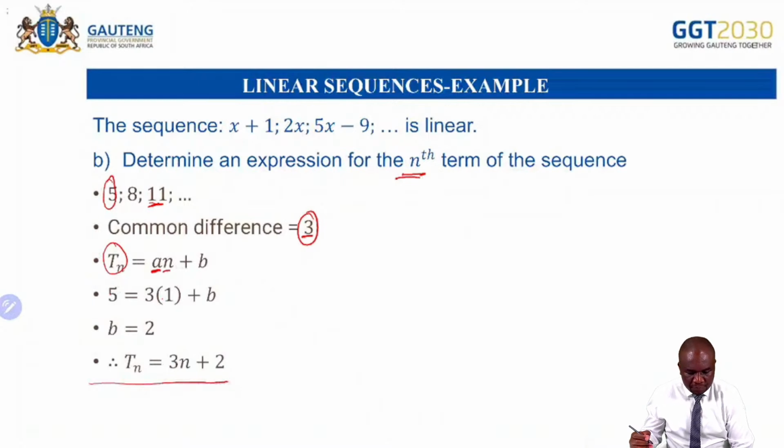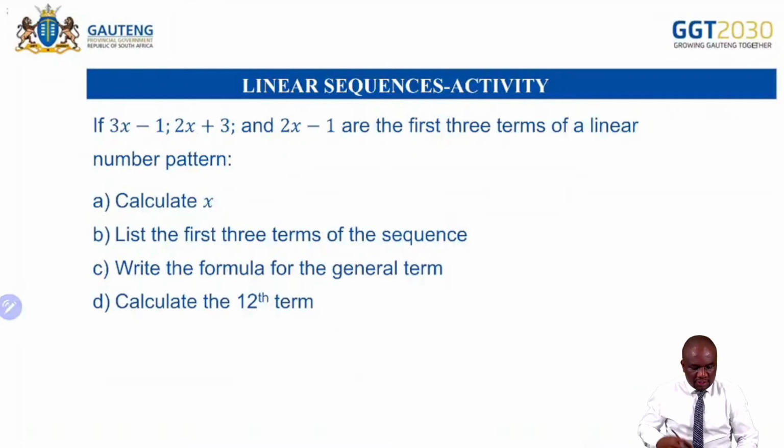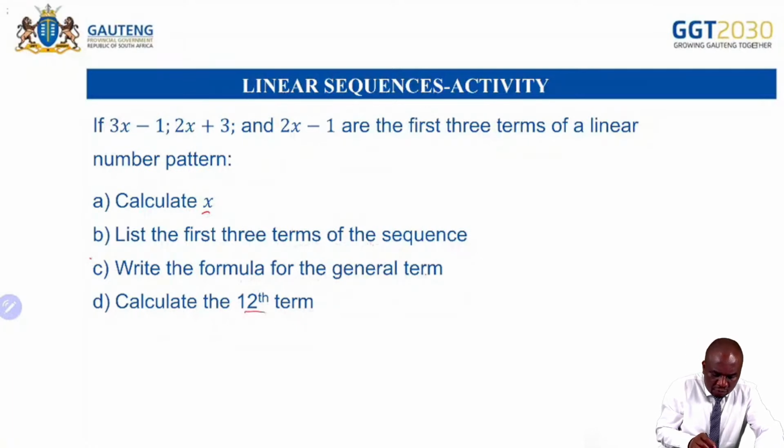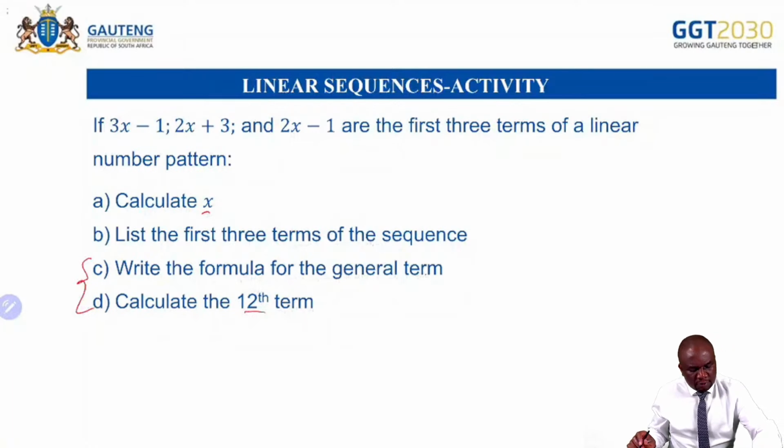So what we do, here is the question. So it's the same thing. 3x minus 1 is term 1. 2x plus 3 is term 2. And 2x minus 1 is term 3. These are the first terms of a linear number pattern. Calculate the value of x. List the first 3 terms of the sequence. Write the formula of the general term. And then find the 12th term. We have been doing all this. Both of the C and D have been doing that, okay? Right. Let's try to do this in 5 minutes.